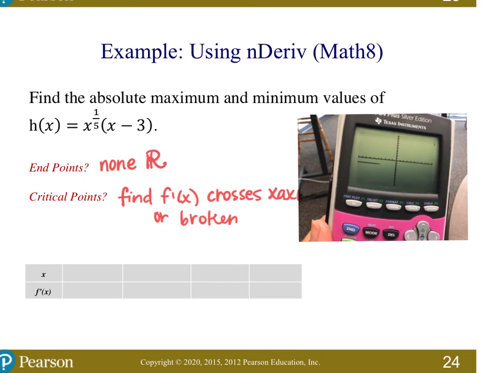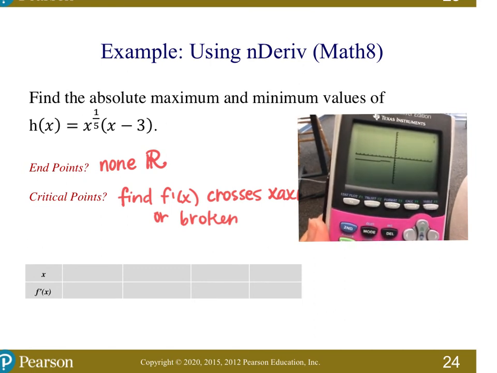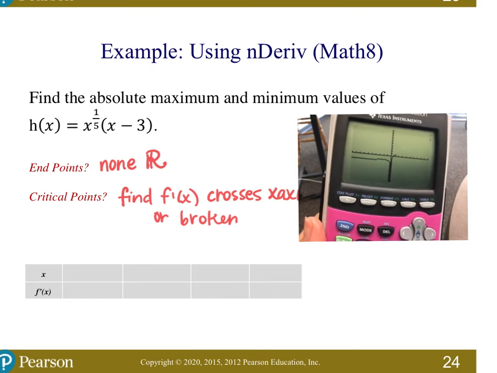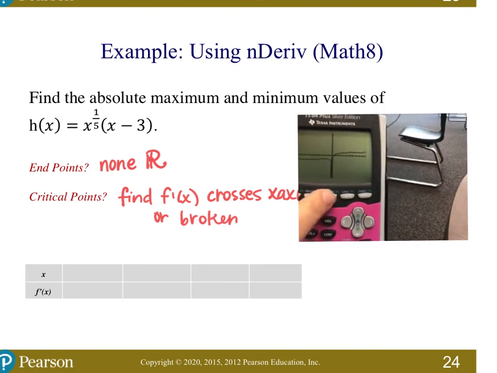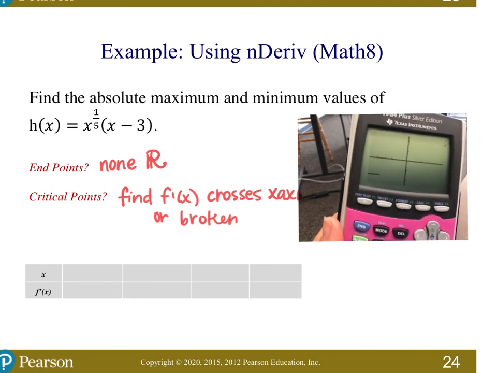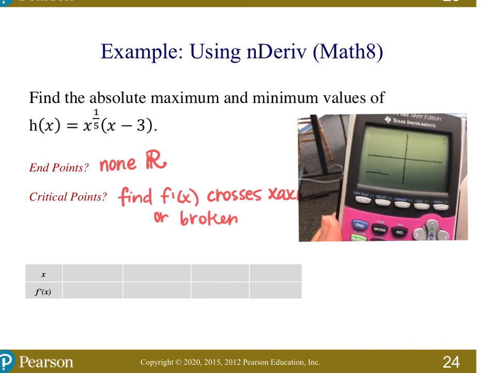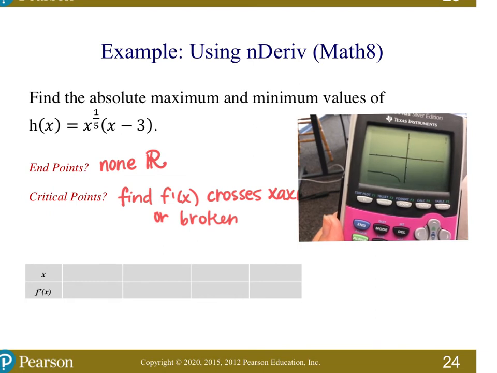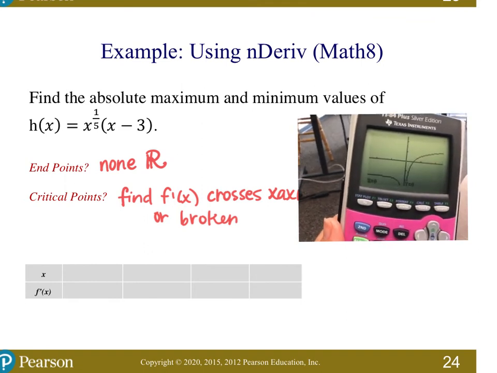I'm looking for places where it crosses the x-axis and where it might be broken. So it appears to be a little bit broken at the origin, or at 0 along the y-axis, and then it crosses the x-axis again. Okay, so you know what? I'm going to zoom back in on that. That was interesting to me. Okay, so look, I'm going to watch it, and it is going to come down and then be broken at an asymptote, and then come and cross the x-axis there, and then cross over. All right, good to know.